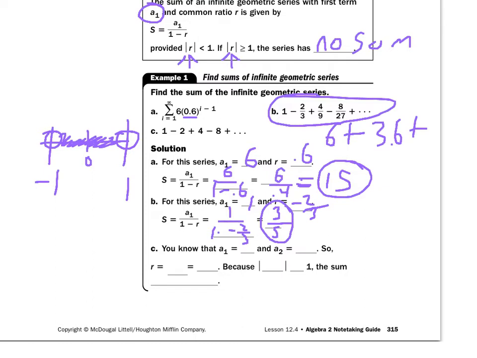And on part C here, you see that the first term is 1, and the second term is -2. So the r had to be -2 because that's what you multiplied to get there. All right, because -2, the absolute value of that is greater than or equal to 1, the sum does not exist.